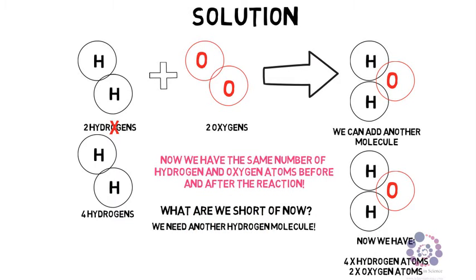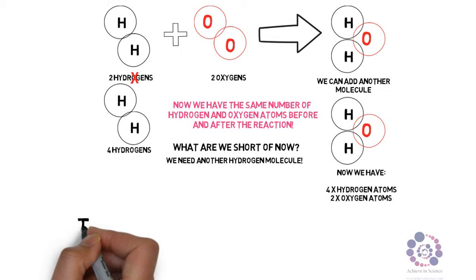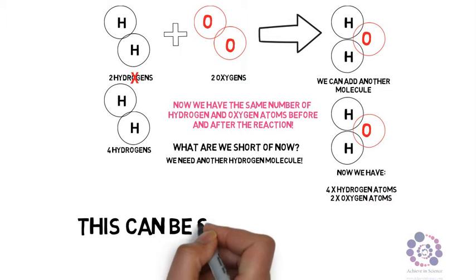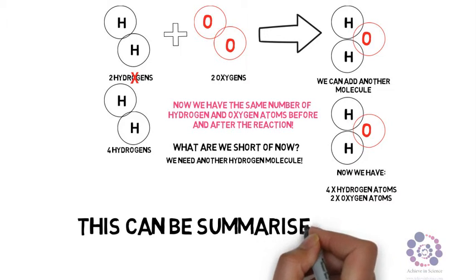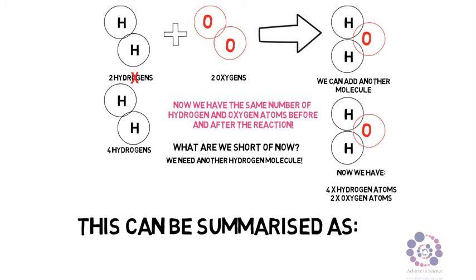Four hydrogens before, four after, two oxygen atoms before, two after. We can therefore now summarise this in a balanced symbol equation as 2H2 plus O2 gives you 2H2O.